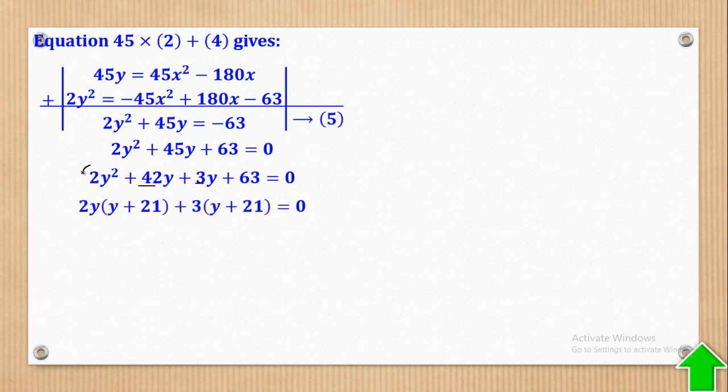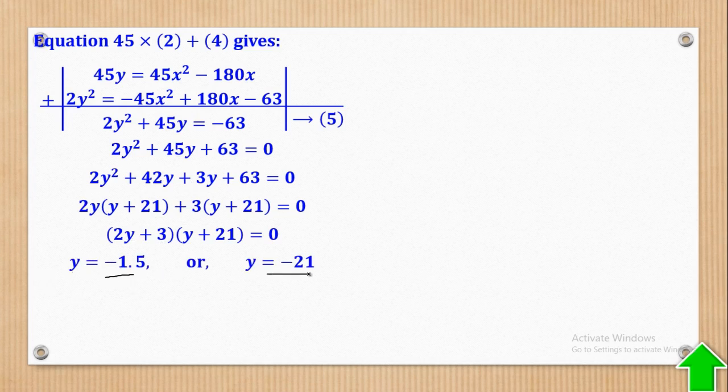43. Factorizing by grouping, in this one the common factor is 2y, and I remain with y plus 21. Here, the common factor is 3, and I remain with y plus 21. Now, y plus 21 is common. Pull it out and remain with 2y plus 3, which is here. So that means that y is equal to negative 1.5, or y is equal to negative 21.